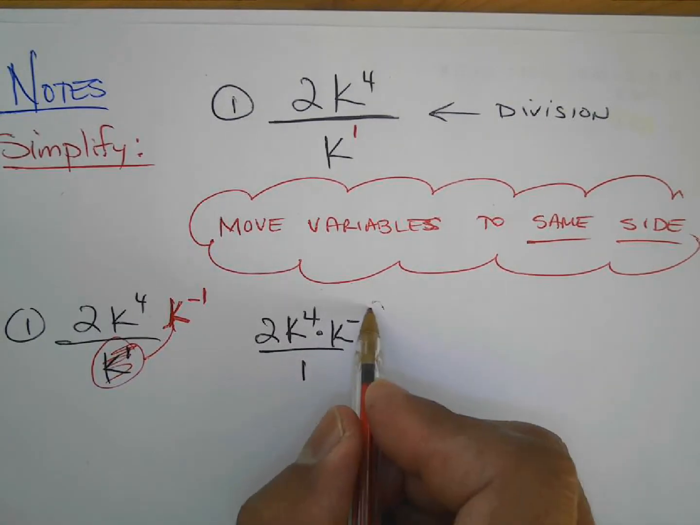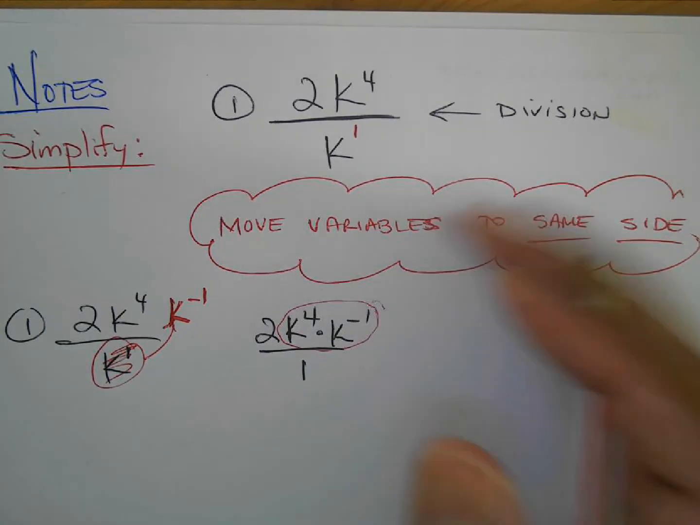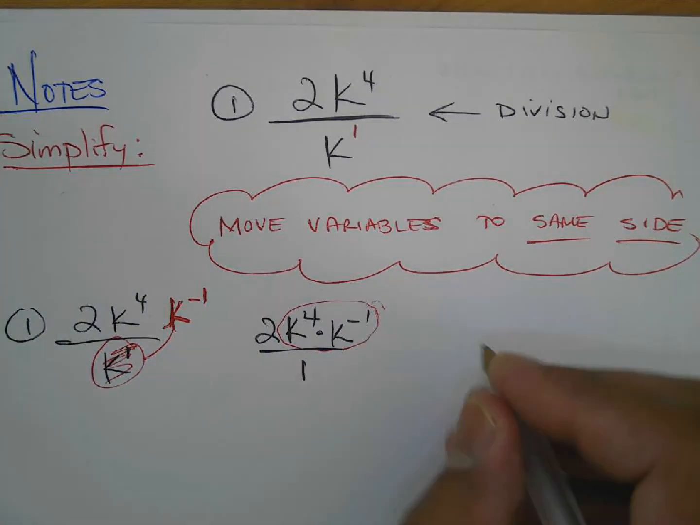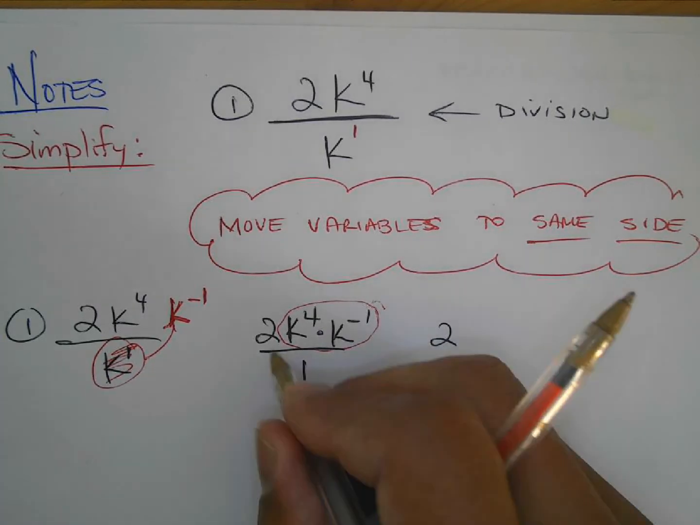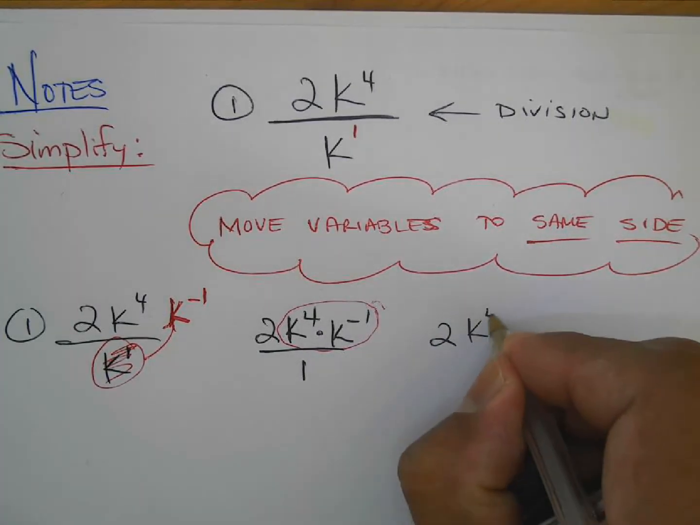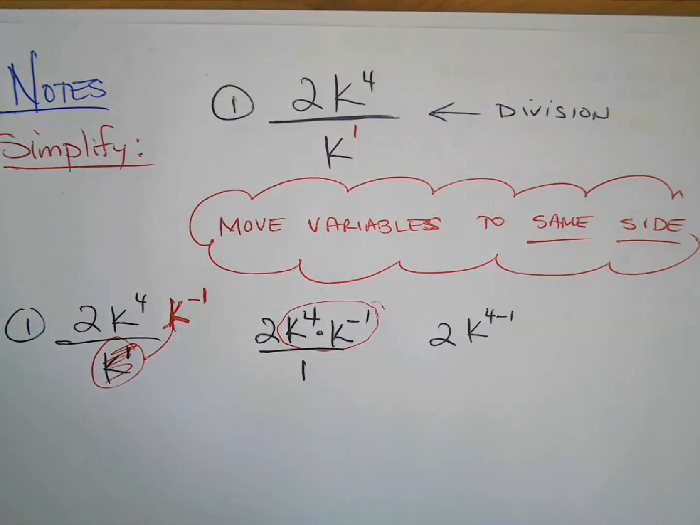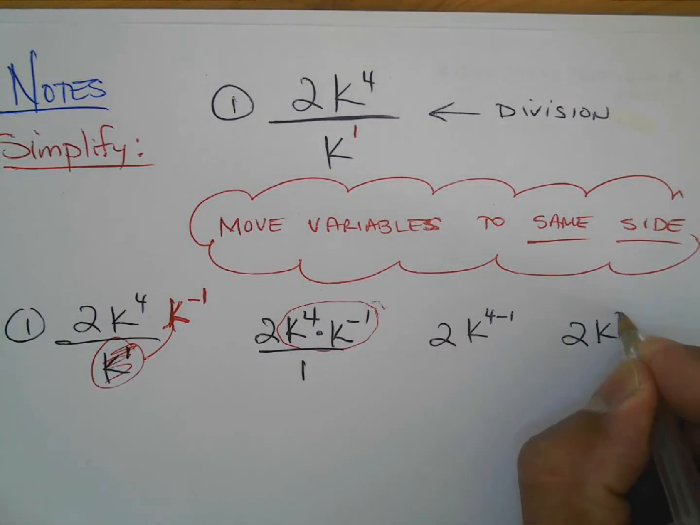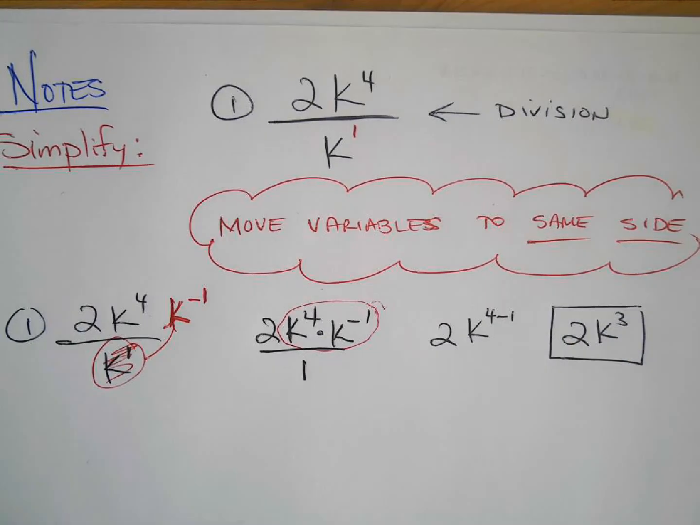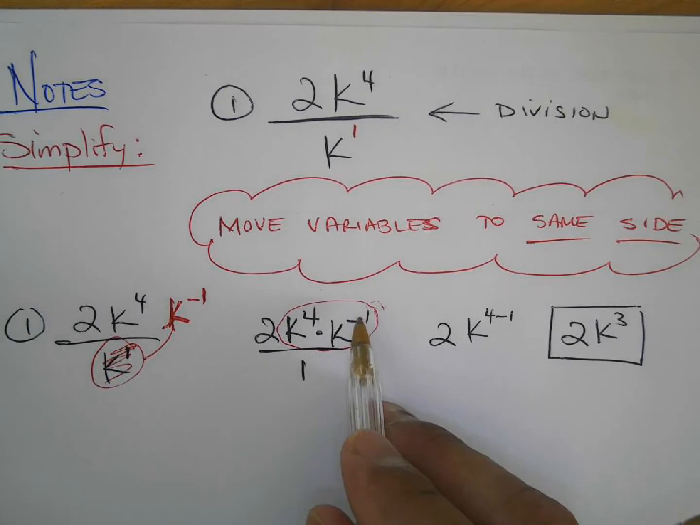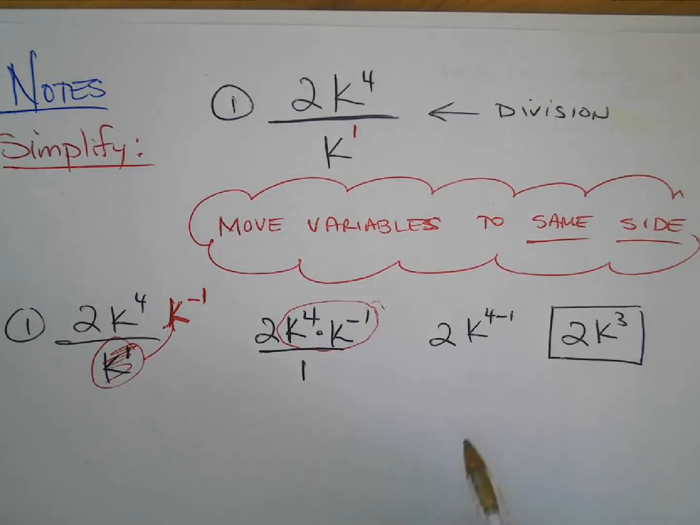And now we just do the product rule. We know the product rule, we just add the exponents. So the 2 is not going to reduce with anything. That's 4. When you add 4 with a negative 1, that's just like 4 take away 1. Your answer is 2k^3. When there's a 1 on the bottom, you don't have to write it. But when there's a 1 in the numerator, you do have to keep it up there. So we're bringing them both to the same side.